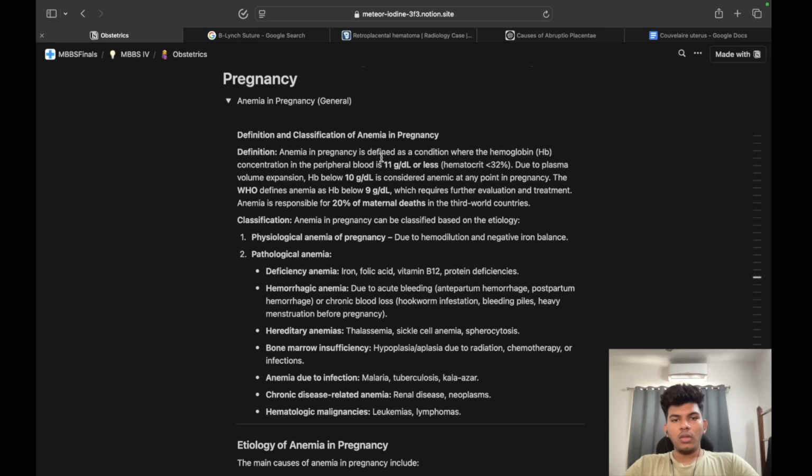So overall it is 11 gram per deciliter. Due to plasma expansion, if it falls below 10 gram per deciliter, it is considered anemia at any point in pregnancy. The WHO defines anemia as hemoglobin below 9. So before we go on further, let's go to ChatGPT and get a proper definition.